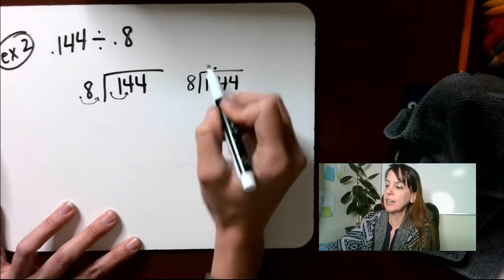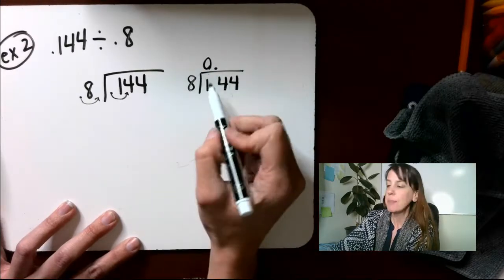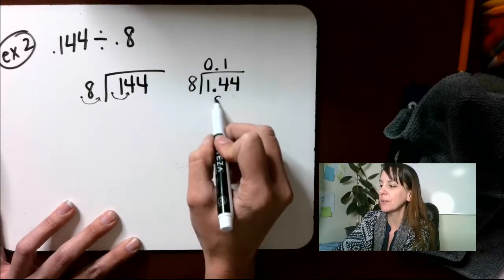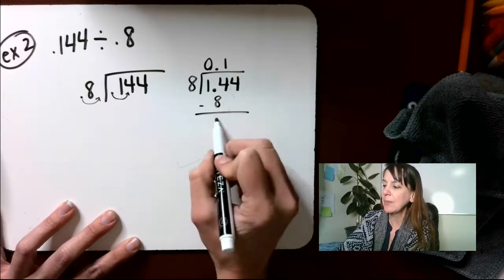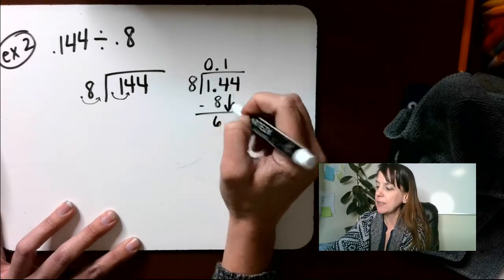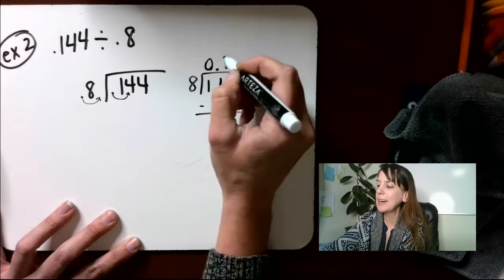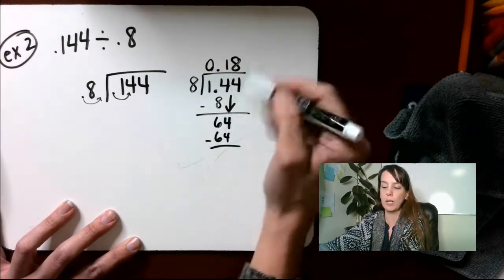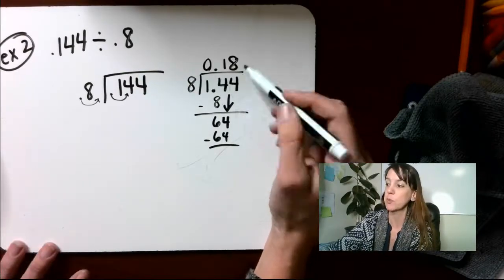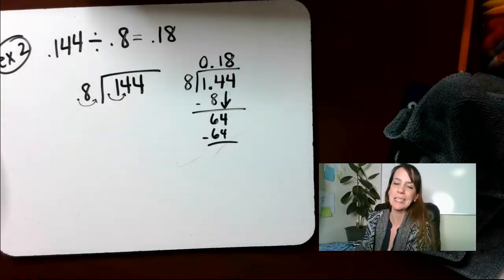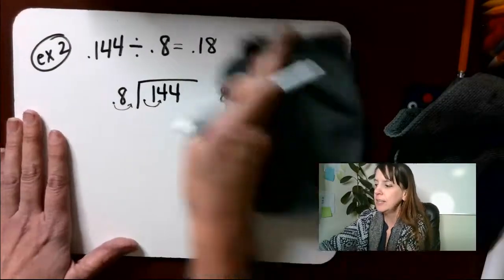8 can't go into 1, so I'm going to put a 0 there, but it can go into 14 1 time, because if we do 2, that's 16, too much. So 8. We subtract, and 14 minus 8 gives us 6. Bring down that 4. 8 goes into 64 8 times. 8 times 8 is 64, so we have no remainder. We would just keep adding zeros if we did. So all this equals 0.18 or 18 hundredths.